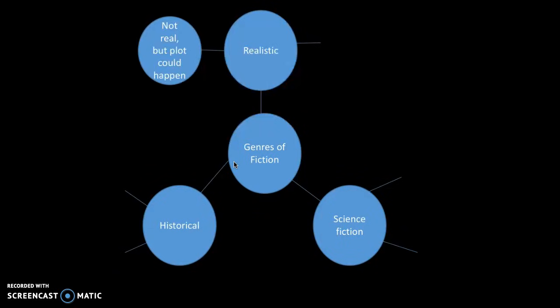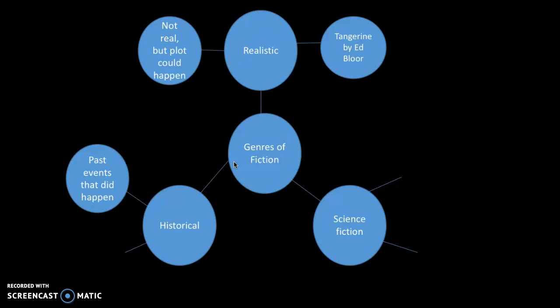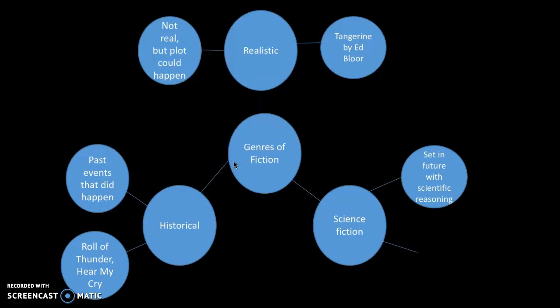For realistic fiction, it told me that it's not real, but it could happen. And Tangerine by Ed Bloor was their example. Historical fiction, past events that did happen, and their example was Roll of Thunder, Hear Me Cry. Science fiction, set in the future with scientific reasoning, and their example was The Hunger Games.